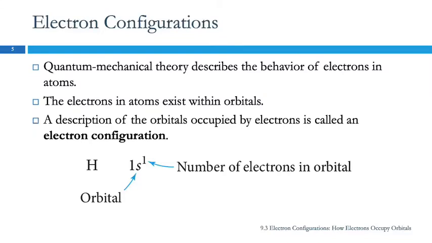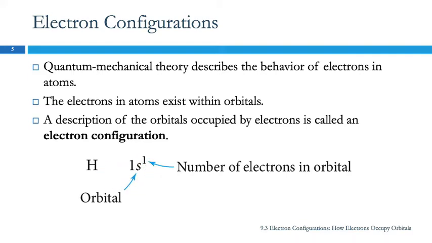Electron configurations. Quantum mechanical theory describes the behavior of electrons. Electrons exist within orbitals, and when we describe which orbitals contain electrons, that's called an electron configuration. As an example, this is the electron configuration for a hydrogen atom.